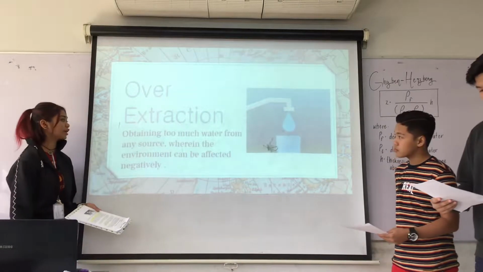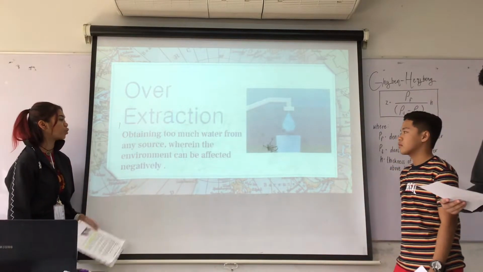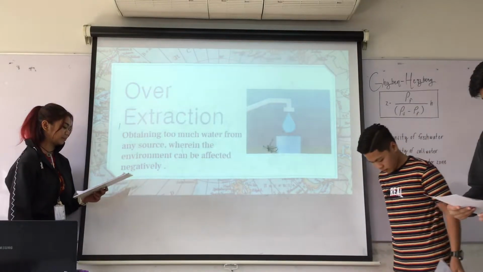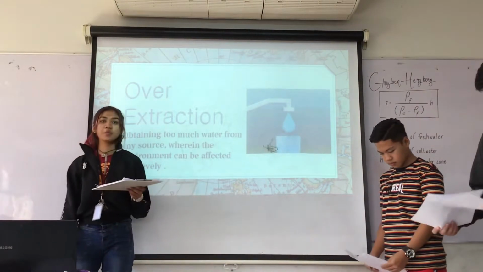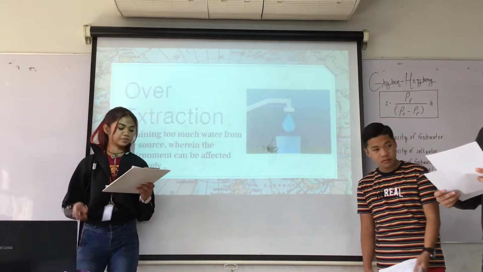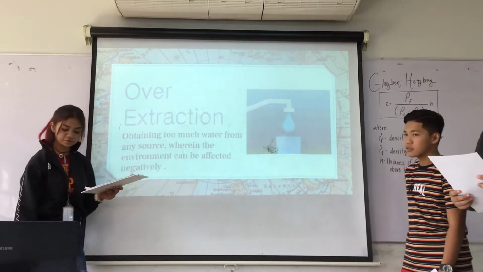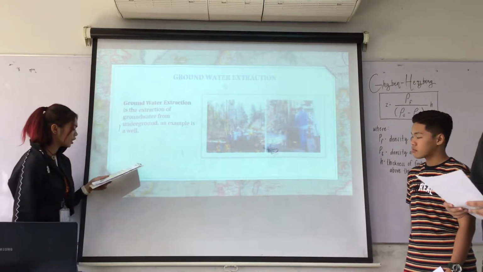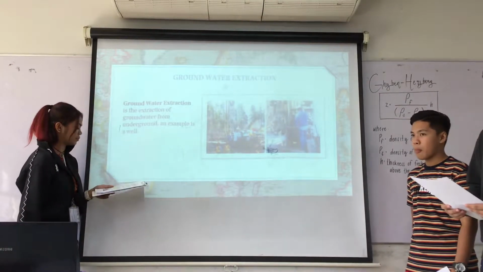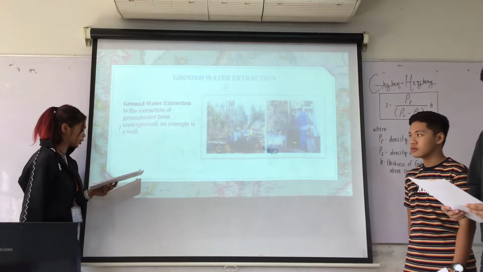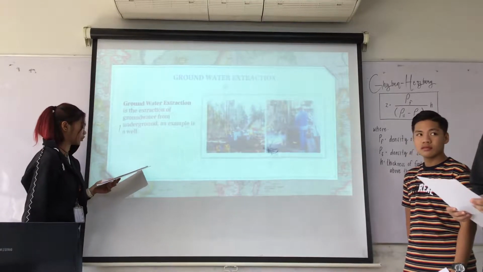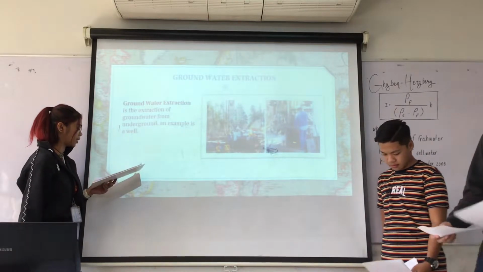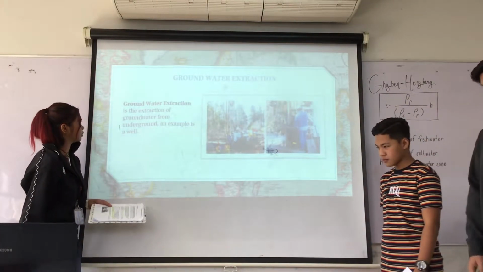Now we have over-extraction: obtaining too much water from any source, wherein the environment can be affected negatively. So we have to construct wells in order to extract it. If the water table is relatively close to the surface, there are many types of drills that can be used. A well has to be drilled at least as deep as a water table, but in fact, it can go much deeper because the water table may change from season to season.